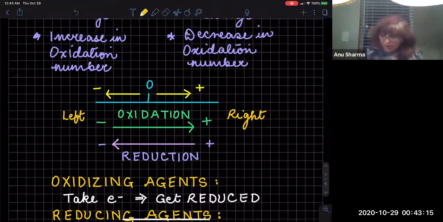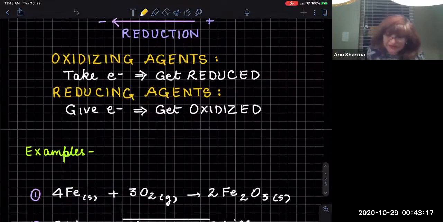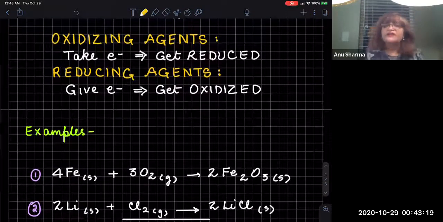Now, the substances that get oxidized act as reducing agents, and those substances that get reduced are the ones that act as oxidizing agents. Okay, so in other words, oxidizing agents take in electrons, and reducing agents give away electrons. Okay, so here's an example.